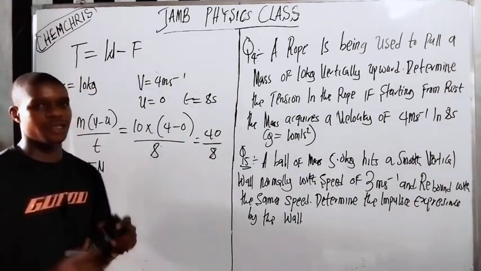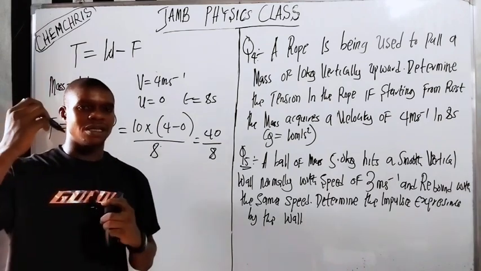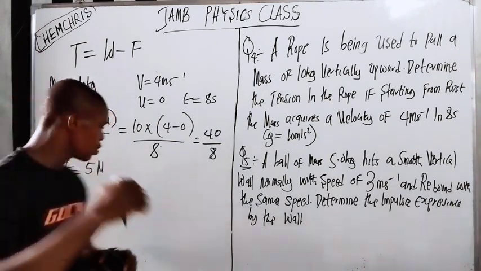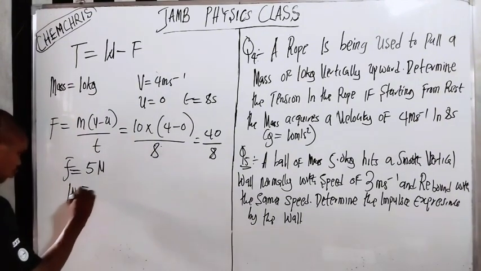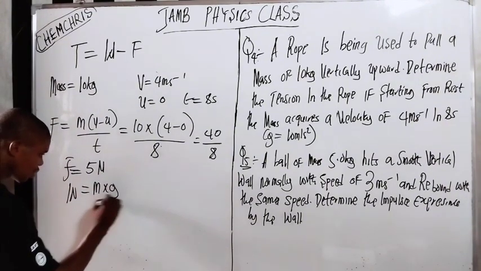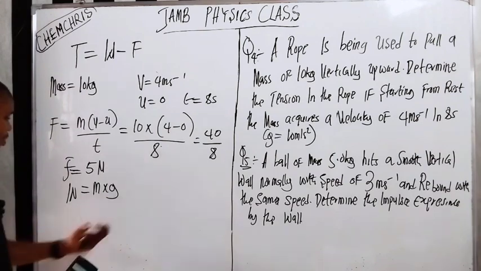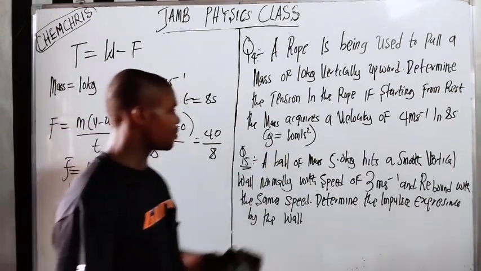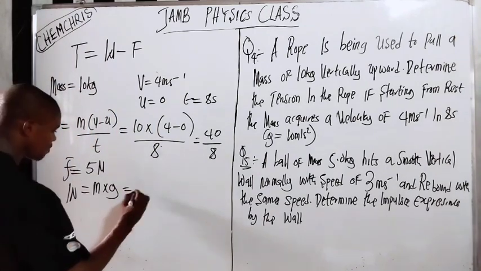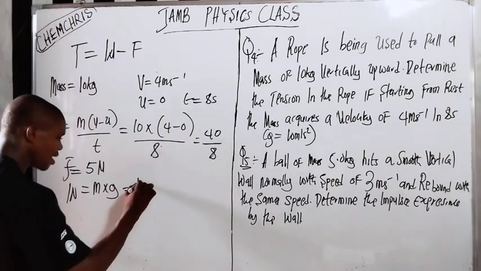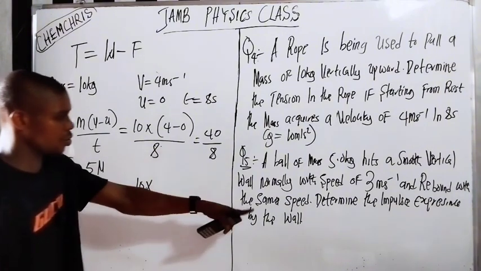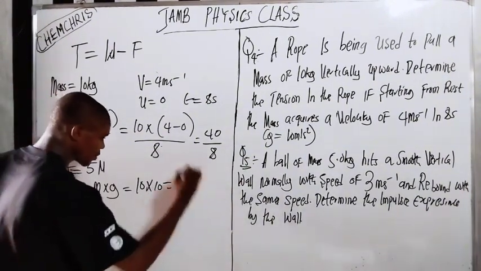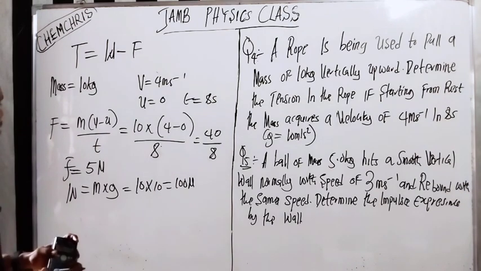Now how do I get my weight? Remember, weight is the mass being acted on by the gravitational pull. So weight equals mass times the gravitational force. Gravitational force is 10 meters per second squared. My mass is 10, times my gravitational pull, which is 10. So we have 100 Newton.